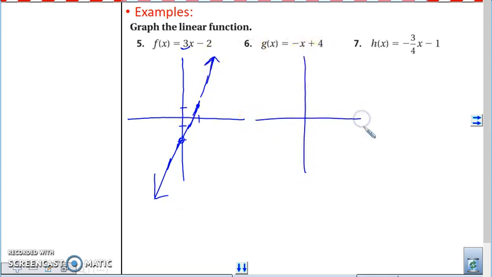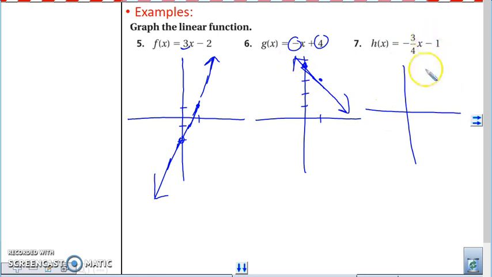Graph this next one. Still going to follow going up 4. The y-intercept is up 4. The slope is -1, so down 1 over 1. Still going to follow the same rules. Last but not least, go down 1, the intercept is down 1, and then we're going to go down 3 over 4. 1, 2, 3, 4. Down 3 over 4. So that all is the same. Awesome. Nothing changed there.